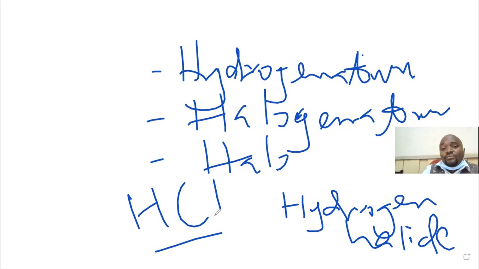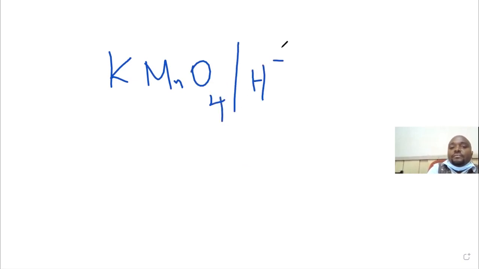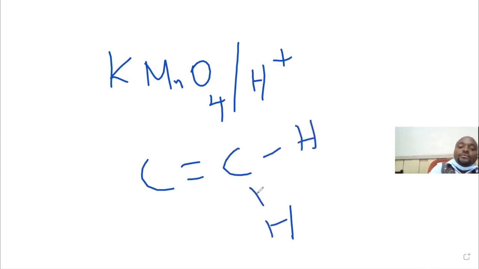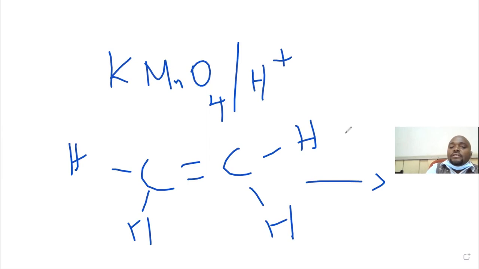Then we have addition of an oxidizing agent. And the oxidizing agent should be acidified. For example, acidified potassium permanganate. That should be acidified. When you add it to ethene, you are adding this substance there.